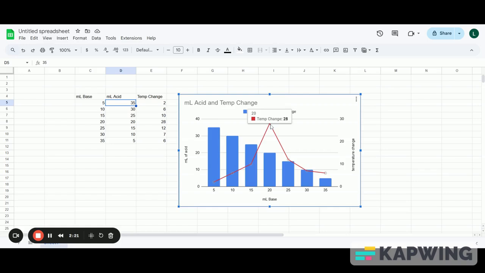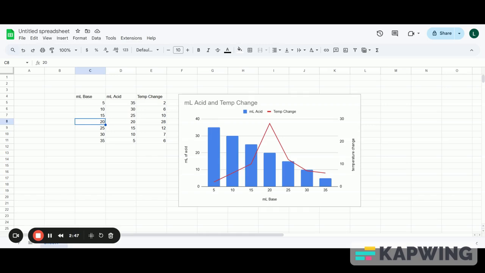At the highest point, with a temperature change of a whopping 28 degrees, which is actually a lot if we're talking about Celsius, what we can see is that at 20 mils of base and 20 milliliters of acid, I saw the greatest change in temperature, which tells us that I had the greatest reaction at that level or at that installment of my reactants. Now, it might not always be 1-to-1.